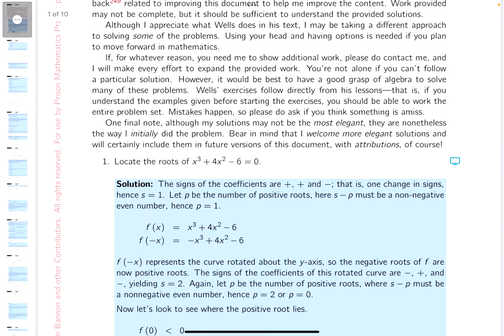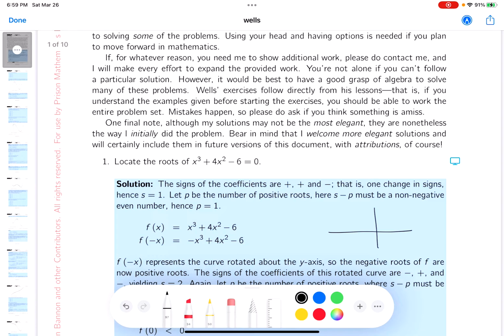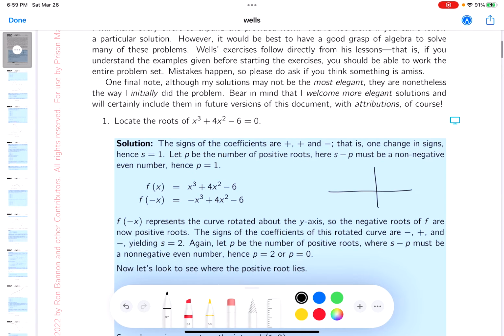Again, looking at it, we know there's a y-intercept at -6. Let's see, 1, 2, 3, 4, 5, 6, somewhere about there. We know it's going to go up, and we know it's going to go down. We know that much about it. All right, so the question is locate the roots. Certainly I know there's a positive root to it. There's 3 roots to the problem, by the way.